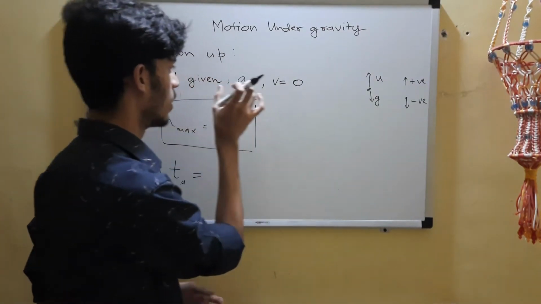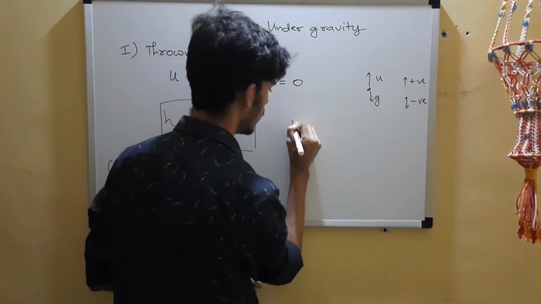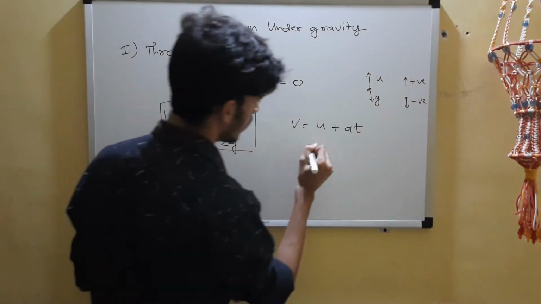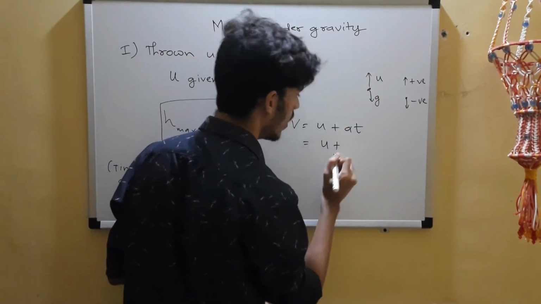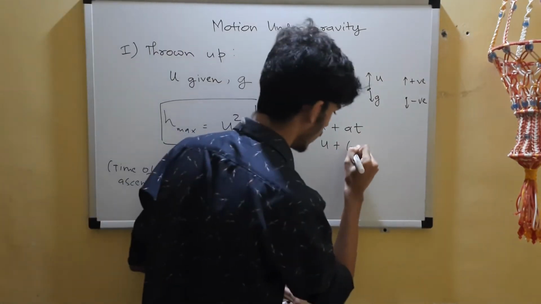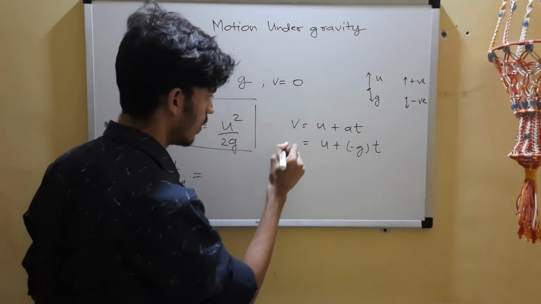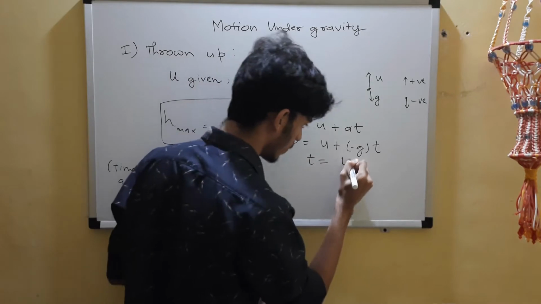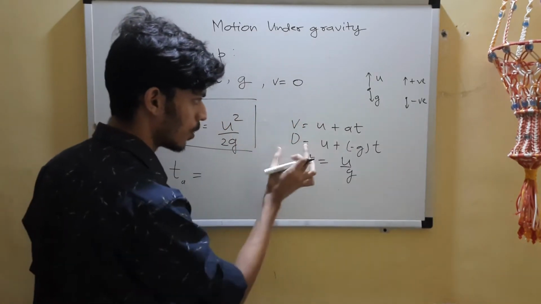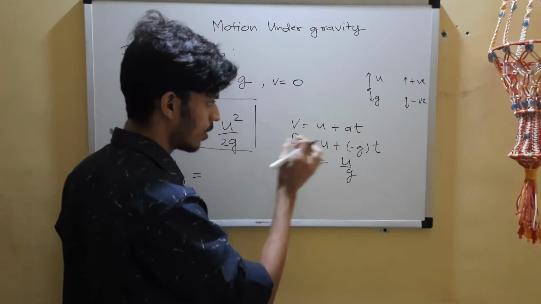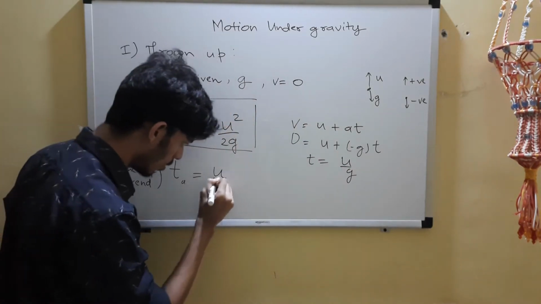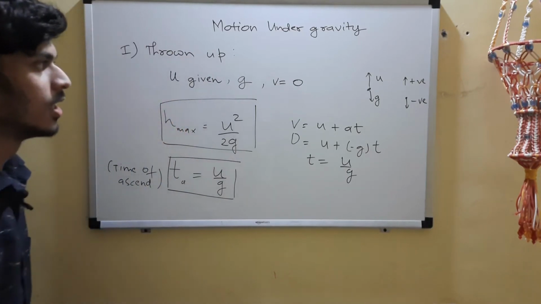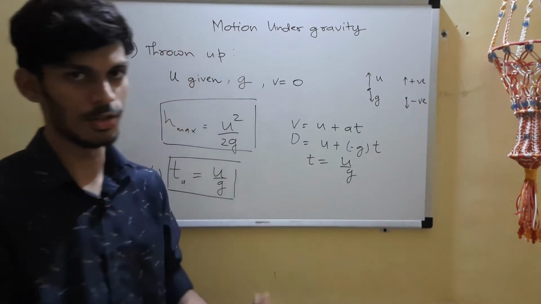So finally, you know the velocity is 0. You can simply use v is equal to u plus at, right? Now u is given, which is in the upward direction, positive. g is negative, minus g, and t we want to find. v is 0 at the highest point. So t is equal to u by g. Simple, easy. Time of ascent is u by g.